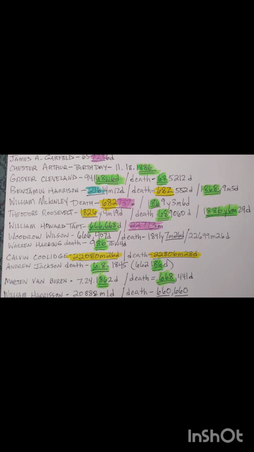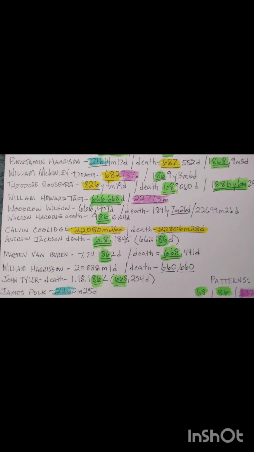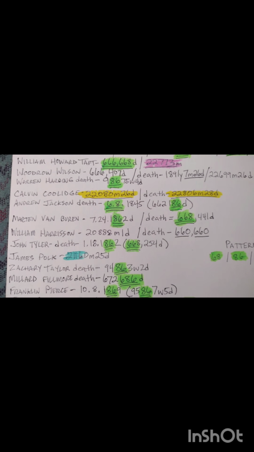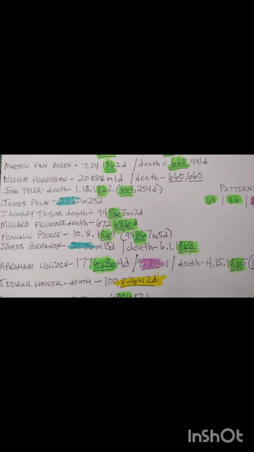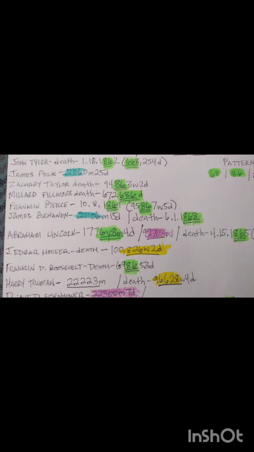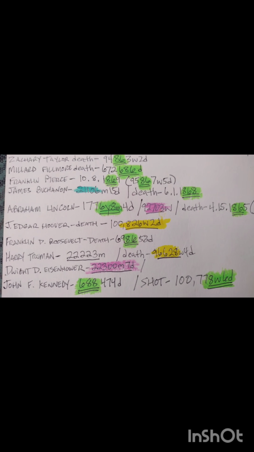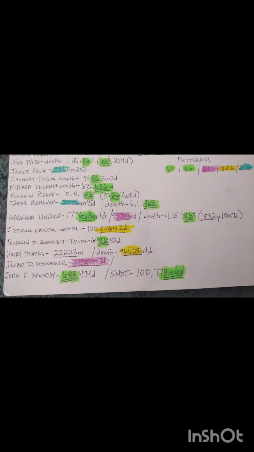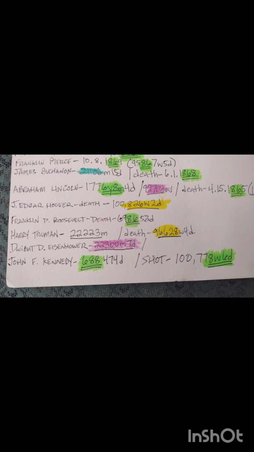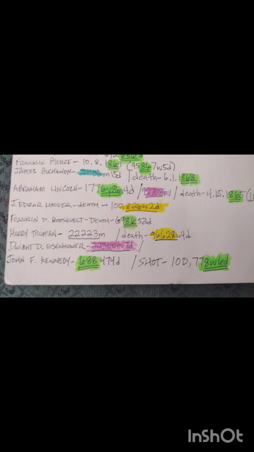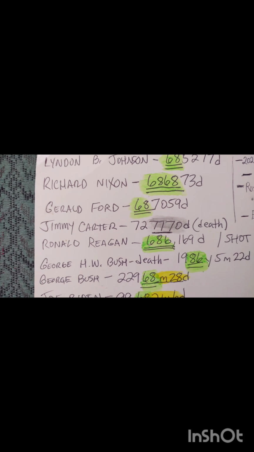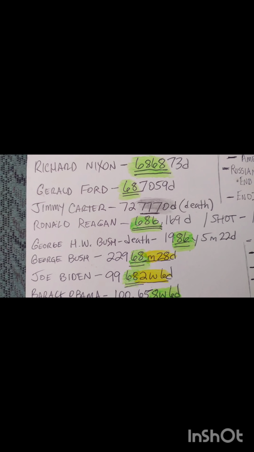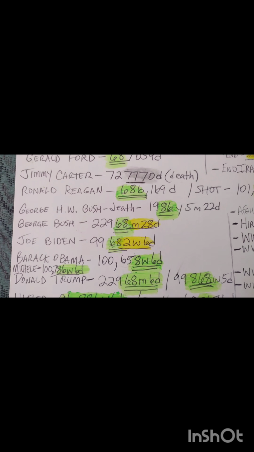Woodrow Wilson, Warren Harding, Calvin Coolidge, Andrew Jackson, Martin Van Buren, William Harrison, John Tyler, James Polk, Zachary Taylor, Millard Fillmore, Franklin Pierce, James Buchanan, Abraham Lincoln, J. Edgar Hoover, Franklin D. Roosevelt, Harry Truman, Dwight D. Eisenhower, John F. Kennedy. Moving along to the other side. Lyndon B. Johnson, Richard Nixon, Gerald Ford, Jimmy Carter, Ronald Reagan, George H.W. Bush, George Bush, Joe Biden.